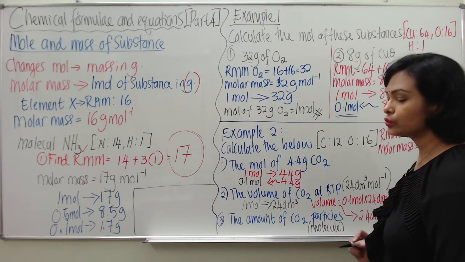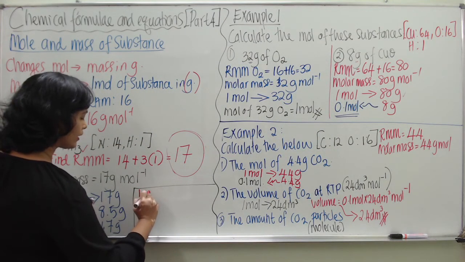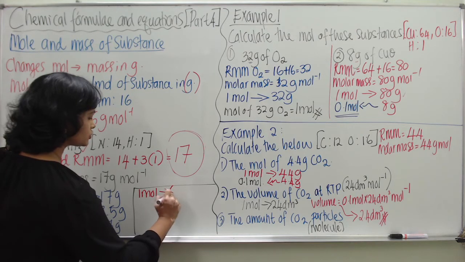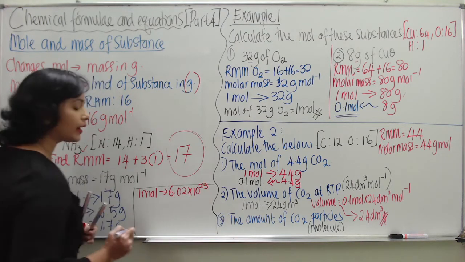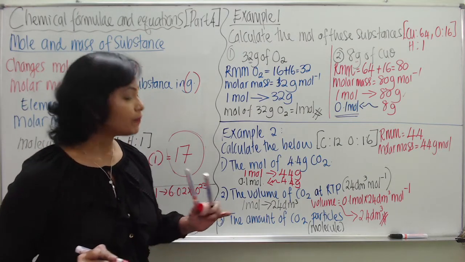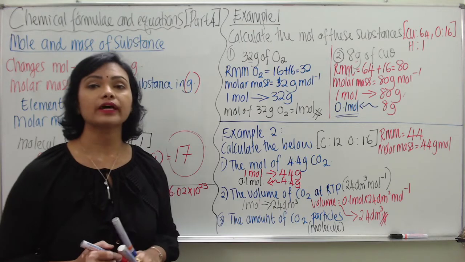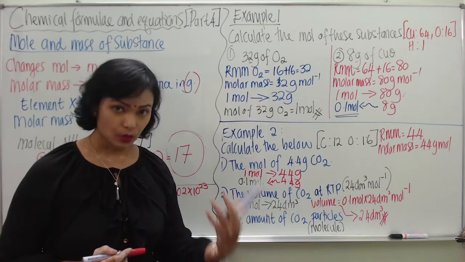Now, what does the Avogadro constant say? In order for you to have 1 mole, you must have 6.02 times 10 to the power of 23 particles, maybe atom, maybe molecule, maybe ion. But here we know that carbon dioxide is a molecule, so obviously the question is asking about molecule.